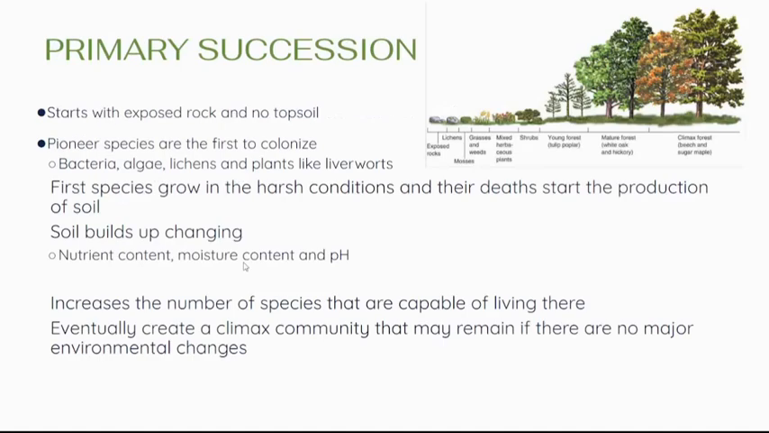Primary succession. We start with an exposed rock. Primary succession is basically the creation of all of these trees and soils and plants. So we start from absolutely nothing. Nothing, just nothing. So we have the pioneer species. They first colonize and come in.